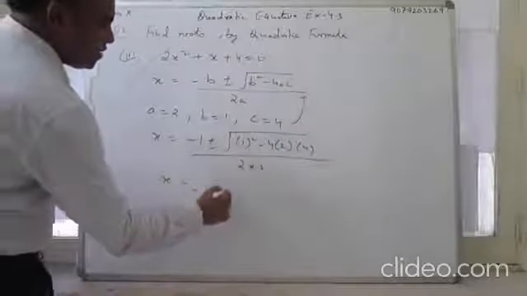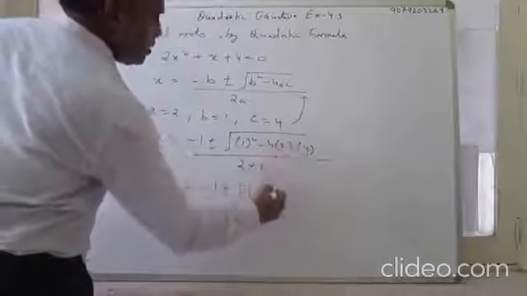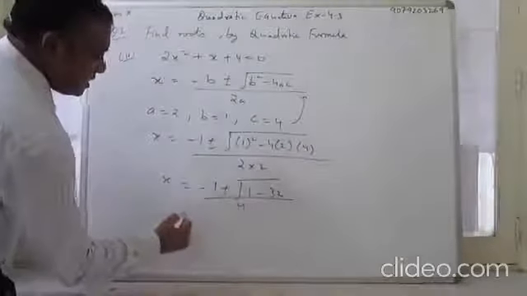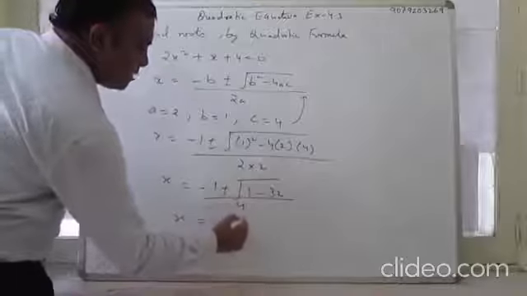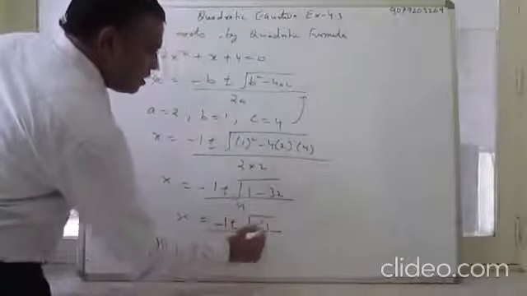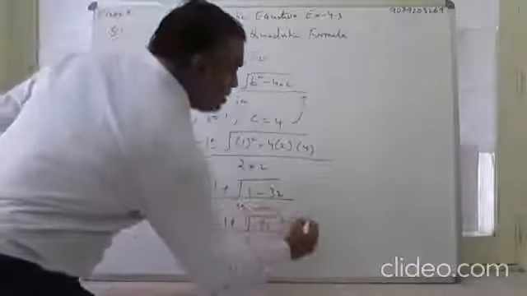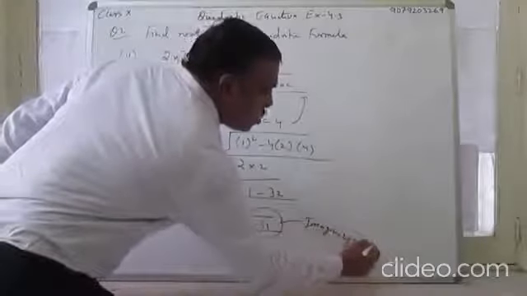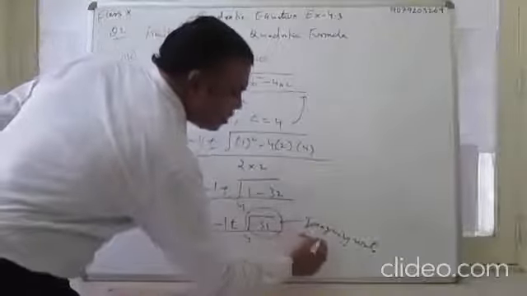x is equal to minus 1 plus minus under root 1 minus 16 into 2, 32, upon 4. You can see here x is equal to minus 1 plus minus under root minus 31 upon 4. This gives you root of minus 31. This gives you imaginary roots, or roots do not exist. You can write no solution.